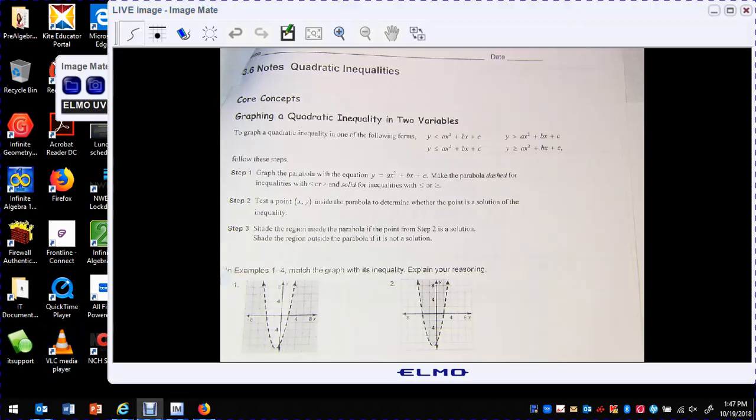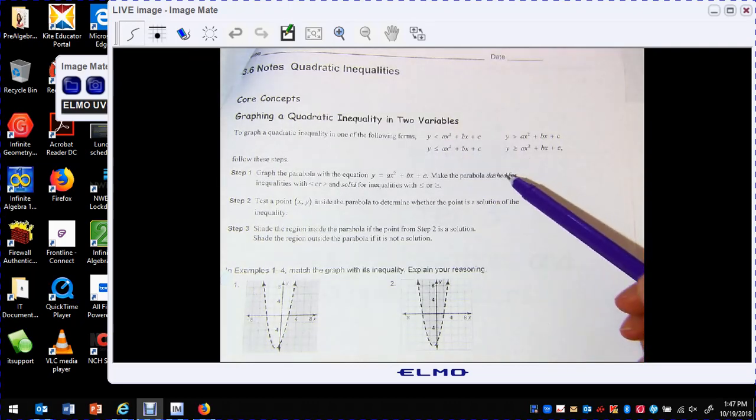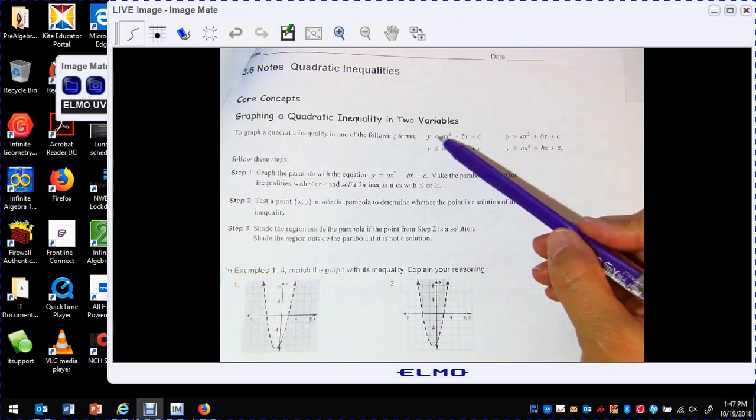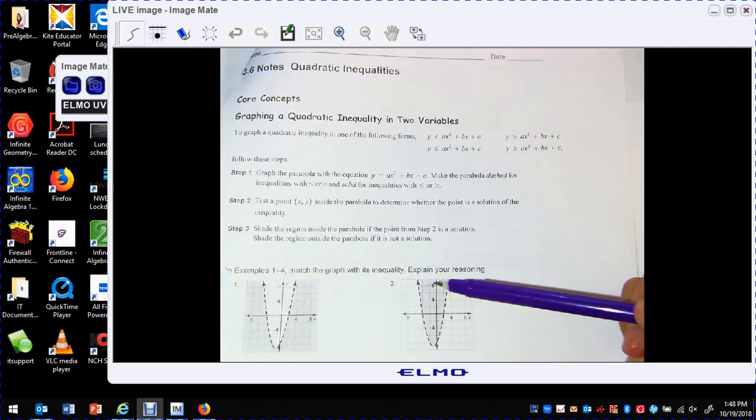Right, these are the notes for 3.6. It's quadratic inequalities. So this time, instead of having the equal symbol, we're going to have the greater than, less than, greater than or equal to, or less than or equal to symbol instead. Okay? And it's always y on one side and your quadratic on the other.